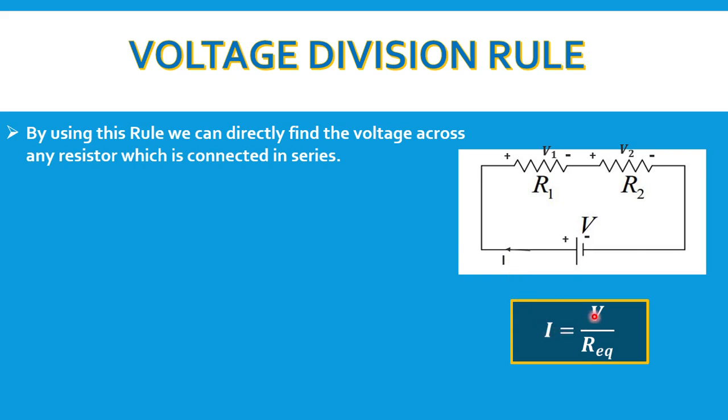We can find the current I by using this formula: I is equal to V upon R equivalent. What is R equivalent here? Because these two resistors R1 and R2 are connected in series, we can find the equivalent resistance simply by adding them. So R equivalent will be R1 plus R2, and I will be equal to V upon R1 plus R2.